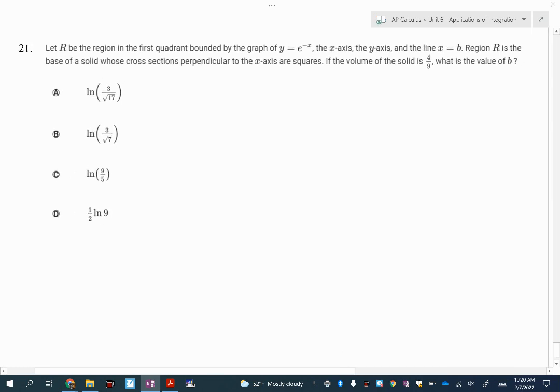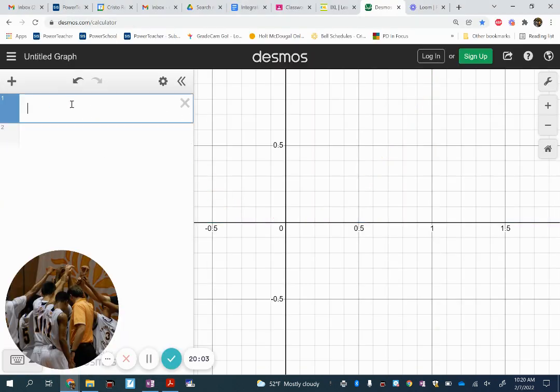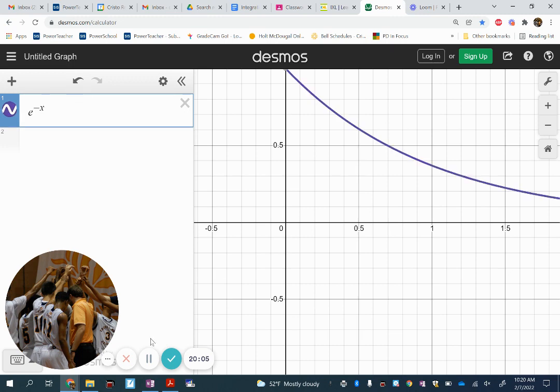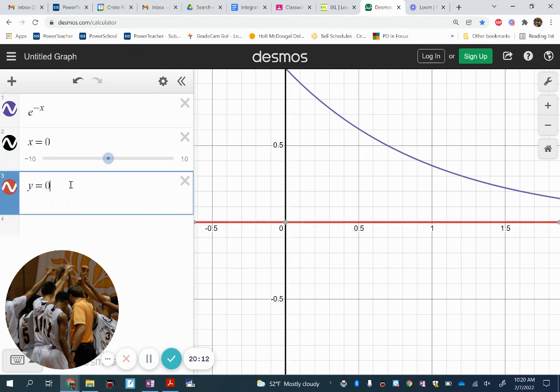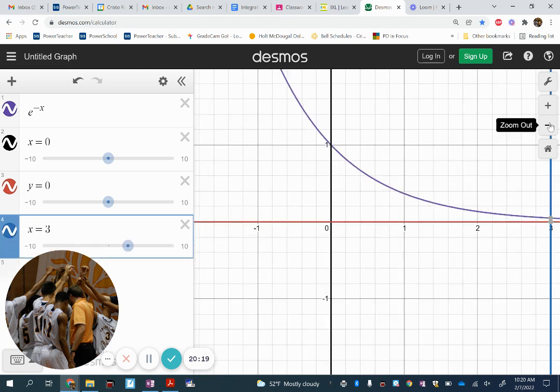All right, our last one says we have the region bounded by the graph y equals e to the negative x power. So let's plot that. So e to the negative x power, and also by the x-axis. That's the y-axis. Here's the x-axis. And then it says some value x equals b. I'm just going to put x equals 3 for now, just so you can visualize it. I'll make it 2, it's a little easier to see.